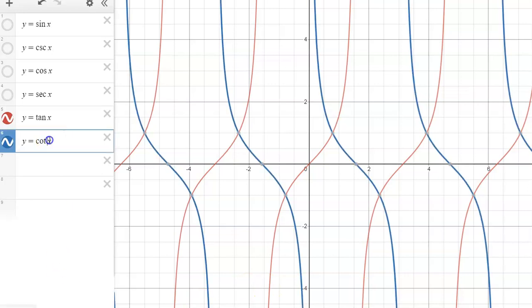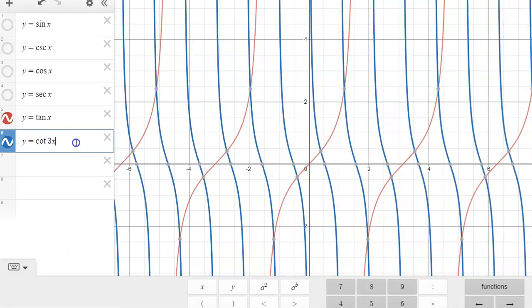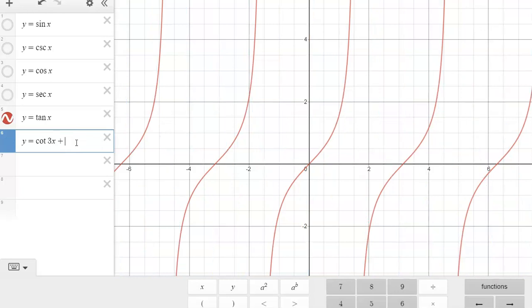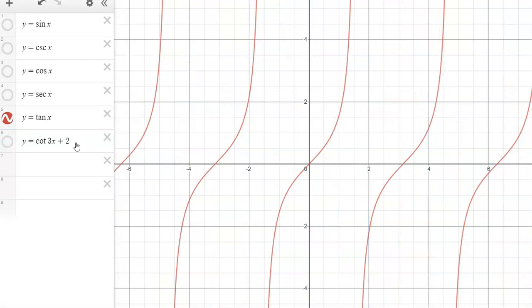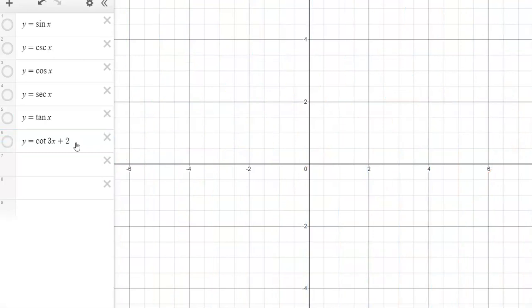So let's just do that just to see what it looks like. Put a 3 in, we get more lines, and then if we add 2, it just shifts everything up higher than it was by 2. So it's exactly the same as sketching graphs was before, you just have to know the shapes of the graphs.